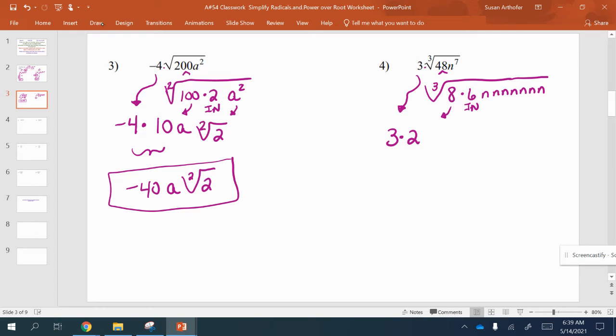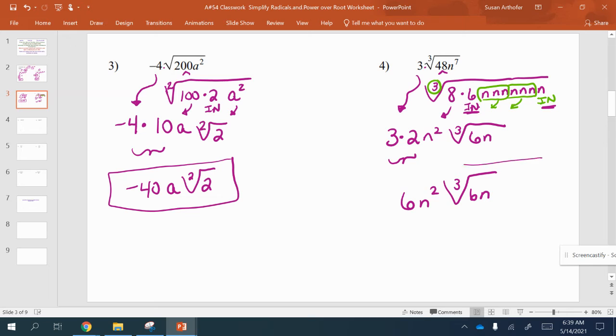And now I need sets of 3 to get out, because remember the index tells you how many. So we get to come out twice for the n's, and this one would still stay in. So that would be n squared out. Still in is the 6 and the n in the back. And then I'm just going to finish this up by multiplying. 3 times 2 is 6. And I'm going to leave in 6n. And that's our final answer.